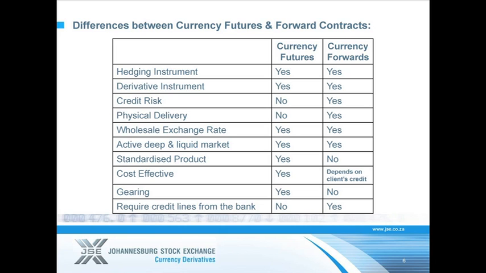Okay, as alluded to earlier, we have deep liquid markets, so you never have to panic or fear about getting in or out of a derivative product. Are they standardized? In terms of exchange-traded products, we have standardized expiry dates, but in terms of the currency forwards, you can choose any date to trade. Are they cost-effective? Most definitely from an exchange point of view, but from a forwards point of view, it will depend on your credit risk.